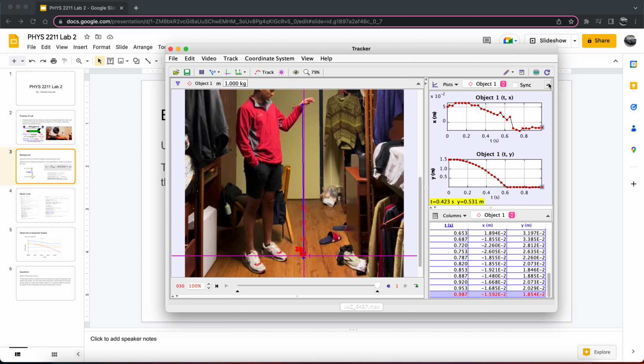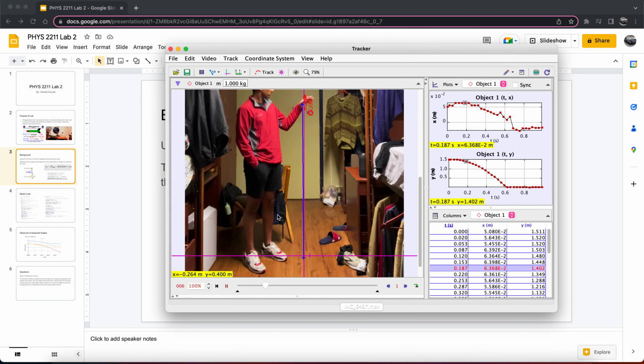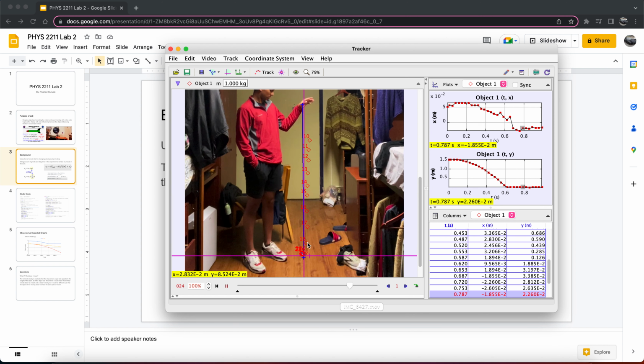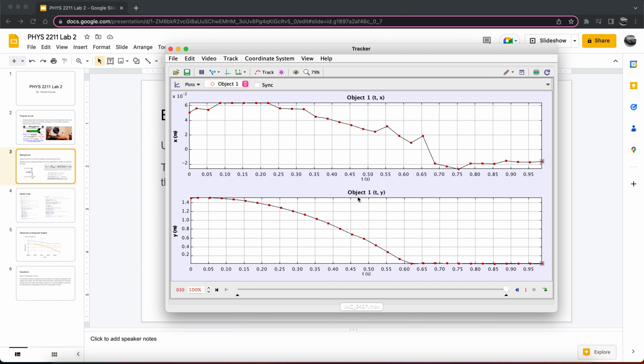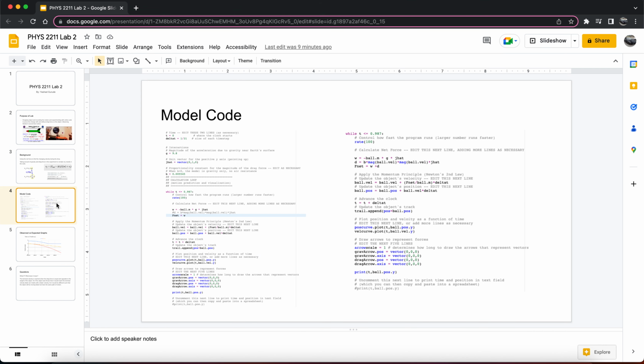So this is the video that I recorded, and it's a quick video. Yeah, just me dropping the can. Here's Tracker, obviously you can see that. And the bottom graph is the more important one, with the position of y and the time. So as you can see, it's going down. It has a changing velocity towards the end, and then this is when it hits the ground. Then we'll go to the code.